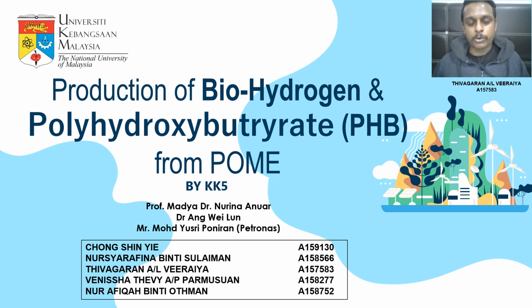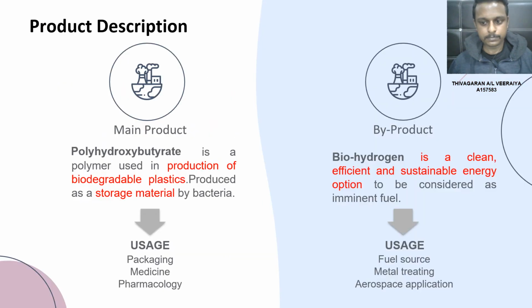The title for our project is Production of Biohydrogen and Polyhydroxybutyrate, also known as PHB, from POME. Our main product is polyhydroxybutyrate, or PHB. PHB is a product produced by bacteria for their storage material.